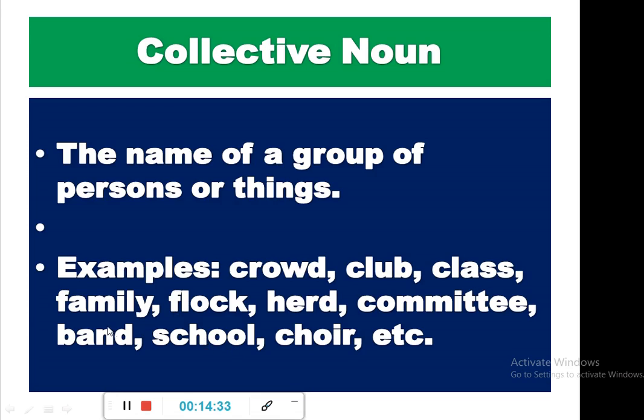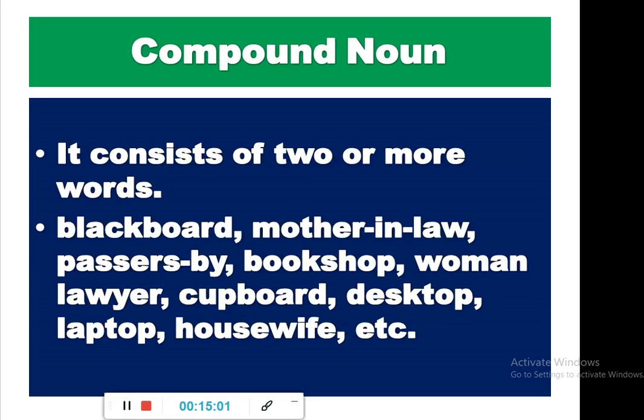All right. When you talk of a band, you can talk of a band of musicians, a school of students, or a class of students, right? A herd of cattle, a committee of persons, a panel of judges, a choir of singers, right? So a group is what collective noun refers to.